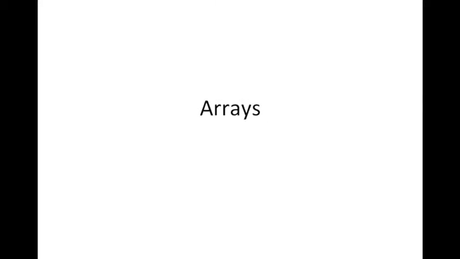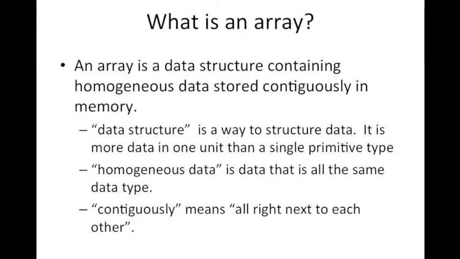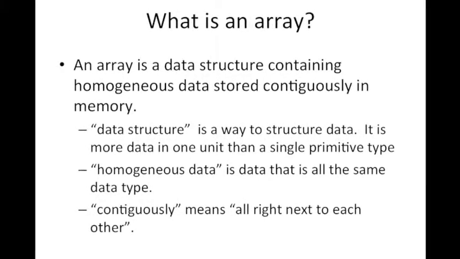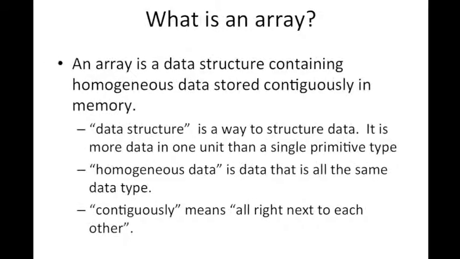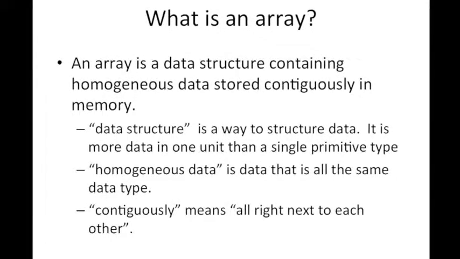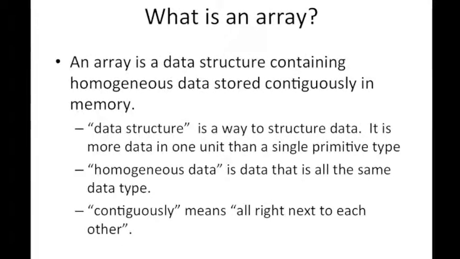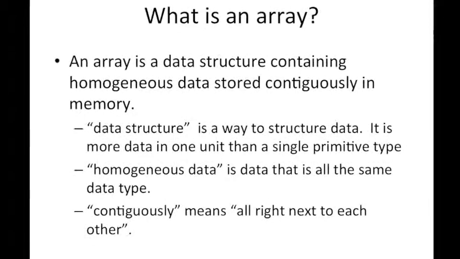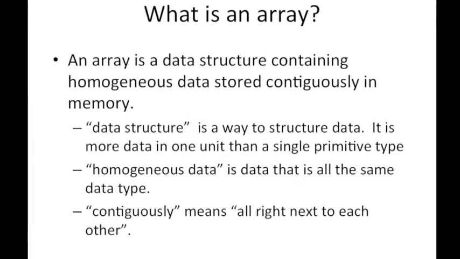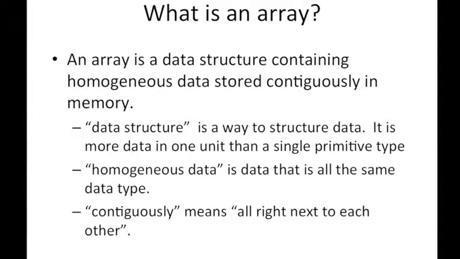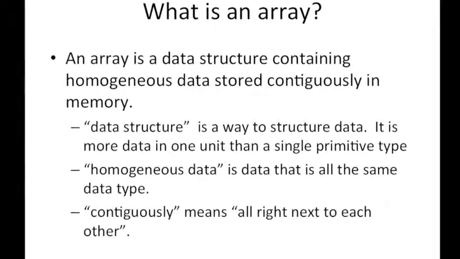In this section, we're going to talk about arrays. What is an array? An array is a data structure containing homogeneous data stored contiguously in memory. Now, what does that mean exactly? Contiguously means that it's all right next to each other, and this becomes important when we start thinking about how arrays are accessed. A data structure is simply a way to structure data. It's how the data is put together, and it's more than just one single primitive type. And homogeneous data means it has to be all the same data type.